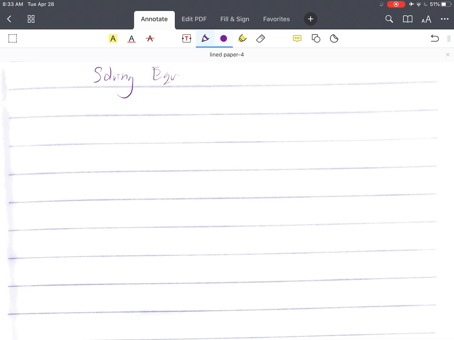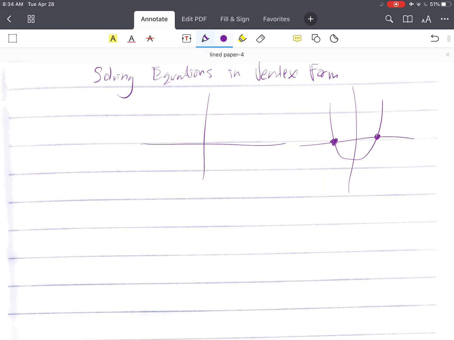All right, y'all. So today we're going to be looking at solving equations in vertex form. Just to give you a heads up as to what solving equations means, what we're doing is we're solving for these intersections, okay? And so there's a possibility actually for an equation not to have a solution.